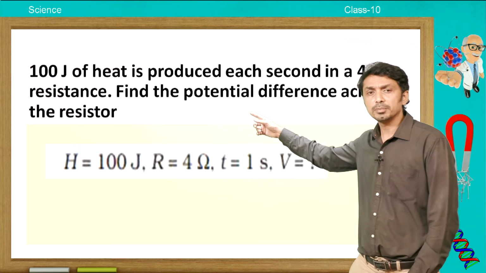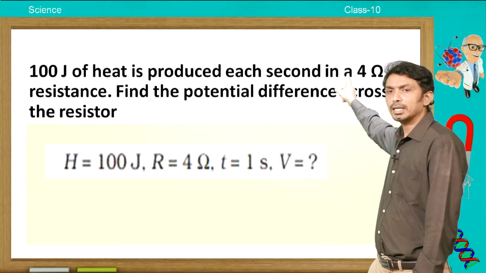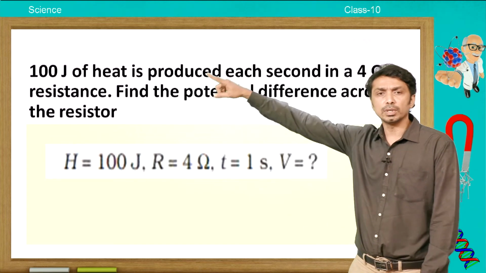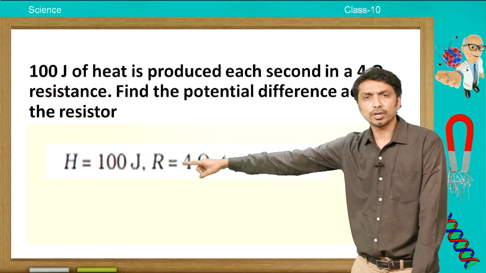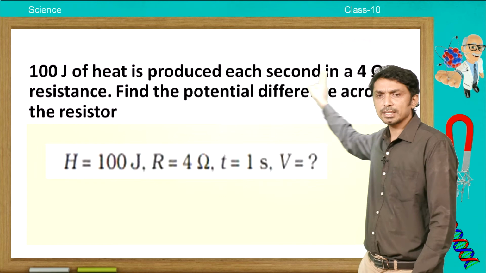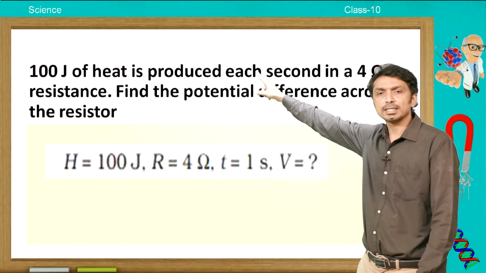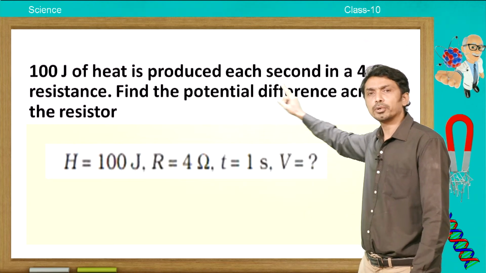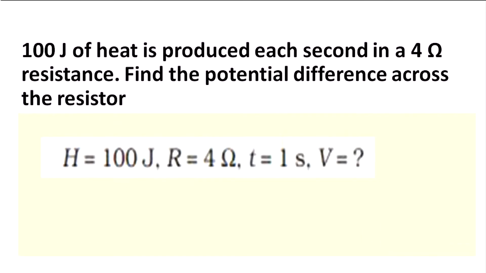Here, you need to observe, 100 joule of heat is produced in each second in a 4 ohm resistance. So, 100 joule is the heat. The symbol we use is H for heat, 100 joule. Resistance R is equal to 4 ohm, and the time is each second, meaning 1 second. And what we need to find is the potential difference across the resistor. So, V is what we have to find.